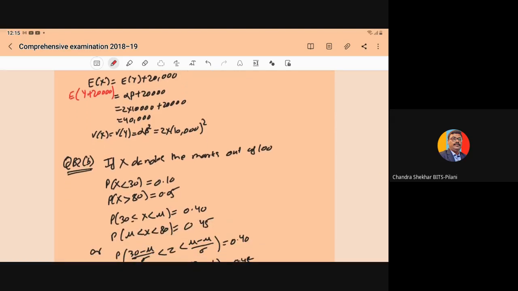Then variance of x. Variance of x will be equal to the variance of y, and y follows the gamma distribution, so the variance is given by alpha beta square. So it will become 2 into 10,000 to power 2.